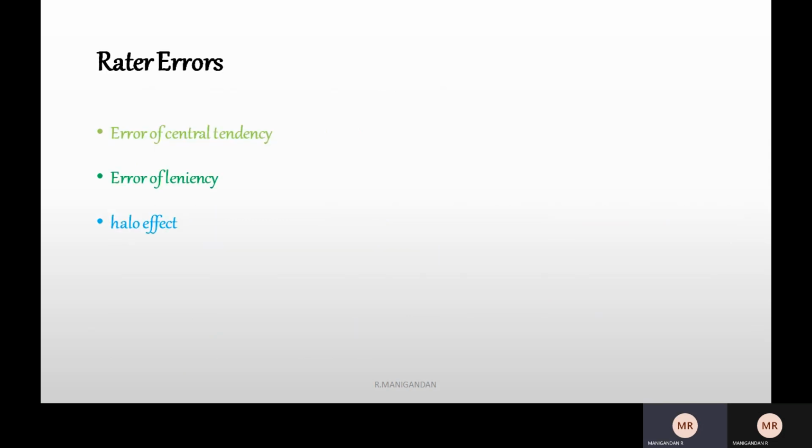And rating errors. What are rating errors? The error of central tendency. The error of central tendency means, for example, there are plenty of people below the poverty line.